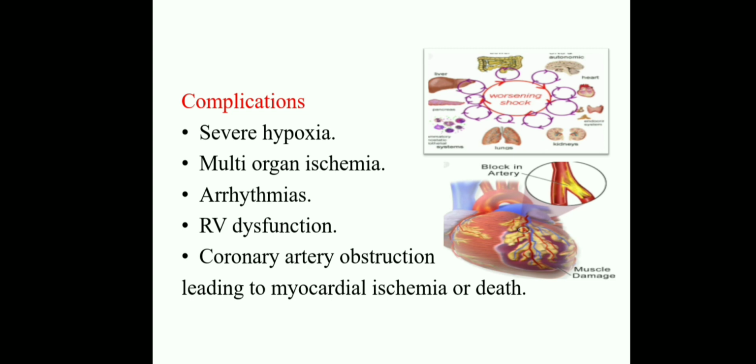Okay, this is about the TGA condition. Are all of you clear about today's class? What is transposition of great artery? Yes, the transposition occurs when the pulmonary artery originates from the left ventricle and the aorta originates from the right ventricle. Okay, it is an embryological defect.